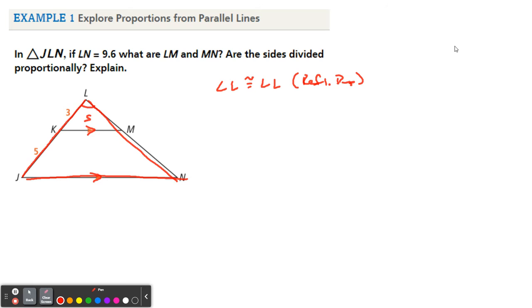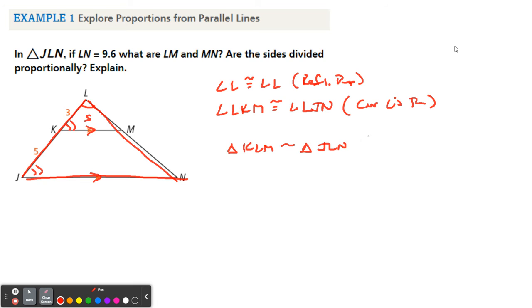And that's one angle pair, right? And now let's go ahead and use angle LKM and angle LJN. Angle LKM will be congruent to angle LJN because they are corresponding angles, and you have the corresponding angles theorem. And again, it's because these two lines are parallel. And now we know that triangle KLM is similar to triangle JLN, and that is by angle-angle similarity, right? I know that.